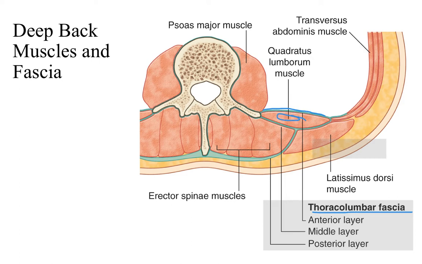The middle layer right here is between the quadratus lumborum and the latissimus dorsi and erector spinae muscles, and then the posterior layer goes behind, or posterior to, the erector spinae muscles and allows them to be within a compartment by themselves. Also notice that all three layers of this thoracolumbar fascia are connected to each other. It's one continuous membrane, if you will, of fascia, but separated into different layers depending on where it's located.